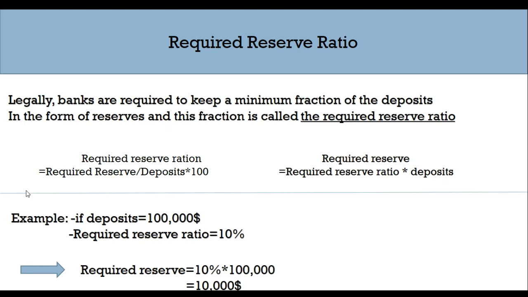Okay, so now we have a quick example. If deposits are equal to $100,000 and the required reserve ratio is equal to 10%, then we can conclude that the required reserve is 10% times $100,000, equal to $10,000. So the $10,000 is the required reserve, meaning that it is the amount of money that the bank should put as reserve. Okay.